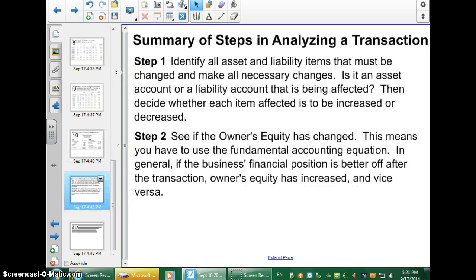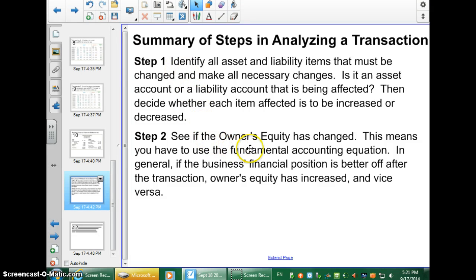So in summary, here are the steps in analyzing a transaction. One, identify all asset and liability items that must be changed and make all necessary changes. Is it an asset account or is it a liability account that's being affected? And then you have to decide which item that is affected, is it to be increased or decreased?